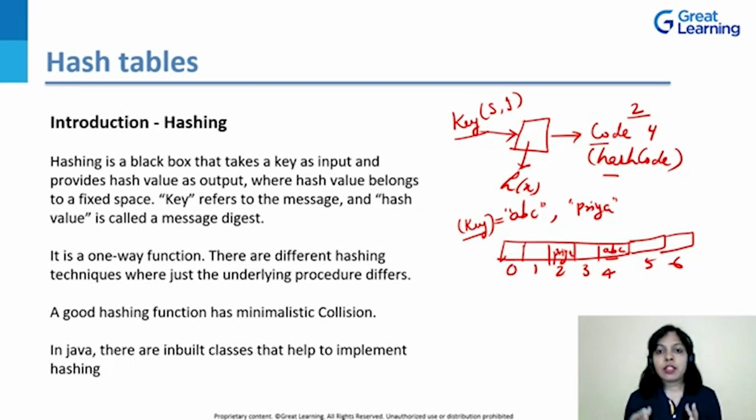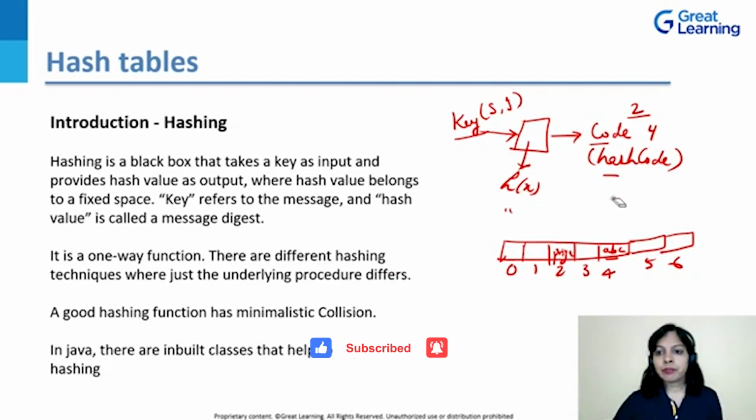Why am I saying that? Because a good hashing technique is one where there is minimal collision. Now, what is this collision? We'll take this example again and see. With the same hashing function, I'm going to take another example.